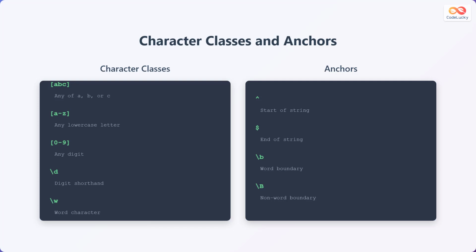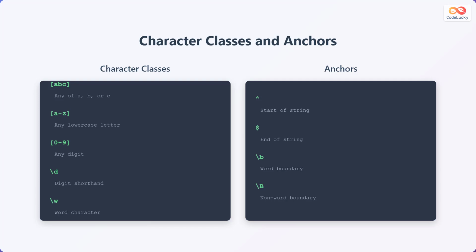Let's explore character classes and anchors, which are essential for refining your regex patterns. Character classes define sets of characters. [ABC] matches any one character, that is, A, B, or C. [a-z] matches any lowercase letter from a to z. [0-9] matches any digit from 0 to 9. \d is a shorthand for any digit. \w matches any word character, including letters, digits, and underscores.